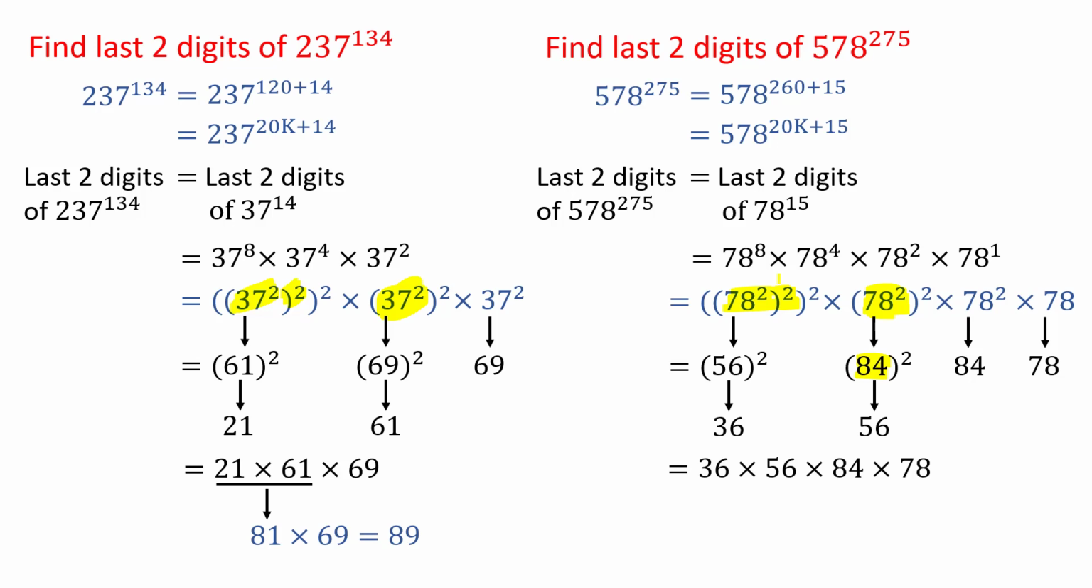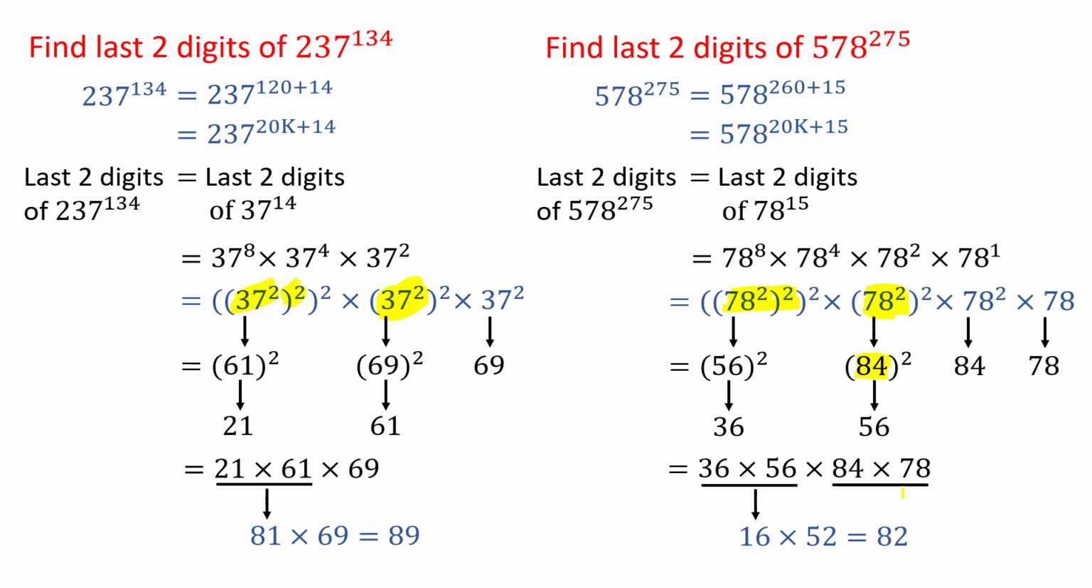Okay, so our final answer is going to be the last two digits of this multiplication, 36 into 56 into 84 into 78. Let's multiply 36 and 56, and then 84 and 78, and find the last two digits. Over here the last two digits are going to be 16, and the last two digits are going to be 52 here. If you multiply again, the last two digits are going to be 82. Okay everyone, this is how we can find the last two digits of a to the power b.